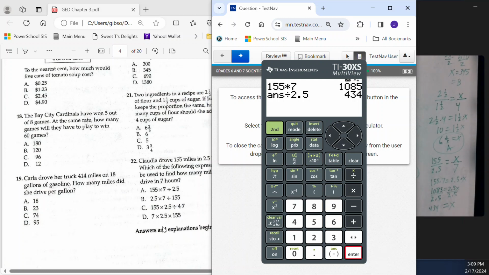But what I'm noticing here is they did ask us how many miles she drove, but they didn't want our final answer of 434. They wanted more so the setup. Now, if you look here, we did 155 times 7. So basically, this is the only one that had 155 times 7 divided by 2.5. So this will give us A. That's what they wanted, A.